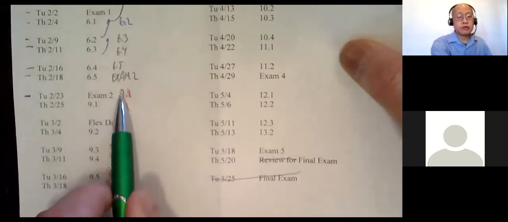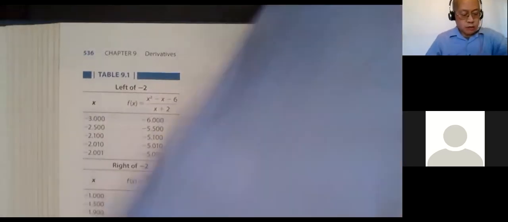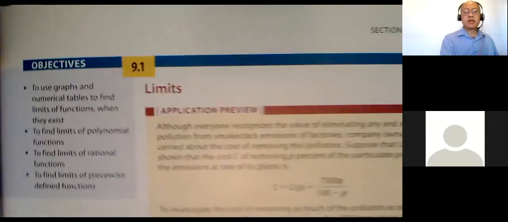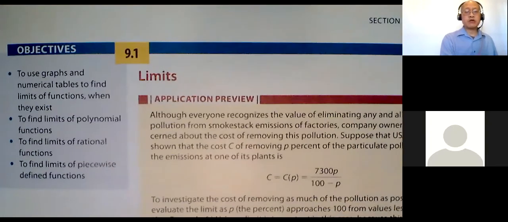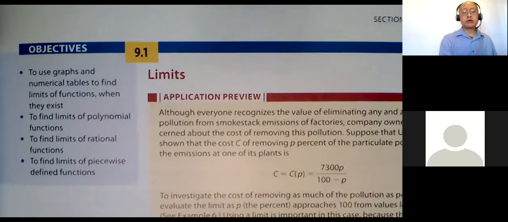Okay, so we're on to 9.1. This is the assignment 1 to 28 odd from my book. Let me go ahead and show you what I need to from there. Okay, so 9.1. The key concept is something called limits. This is brand new unless you've had calculus before. It's sort of the mathematics of closeness. You're close to a value, but not actually at a value.